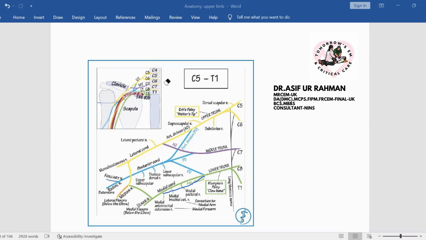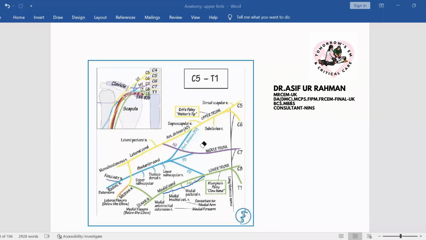So the lateral cord is formed by which division? The anterior division of the upper trunk. The posterior cord is formed by the posterior divisions of all trunks. Okay? So the posterior division of all trunks will create the posterior cord.